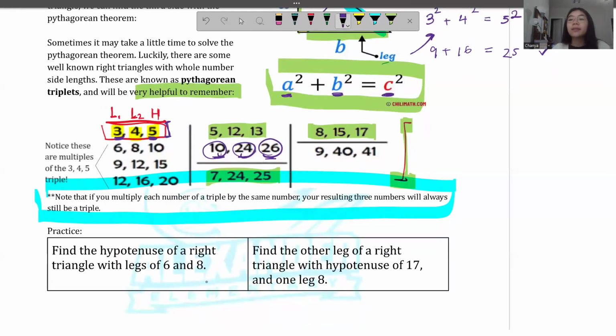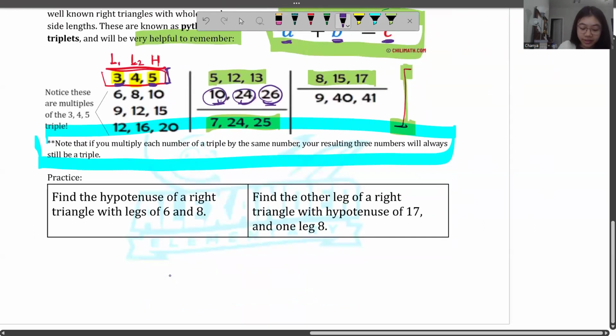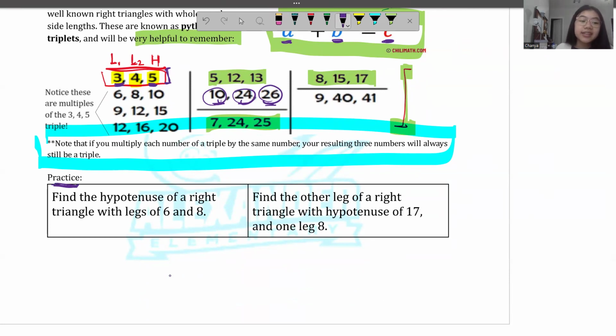Okay, so now that's enough talk about Pythagorean triplets. I'm going to go straight to practice. Find the hypotenuse of a right triangle with legs of 6 and 8. I encourage you to pause this video and try to figure this out.